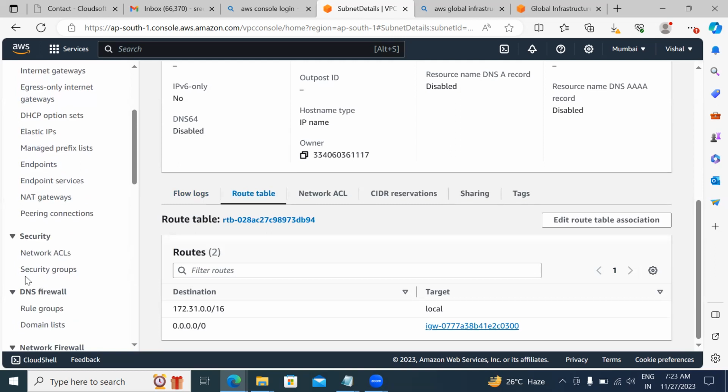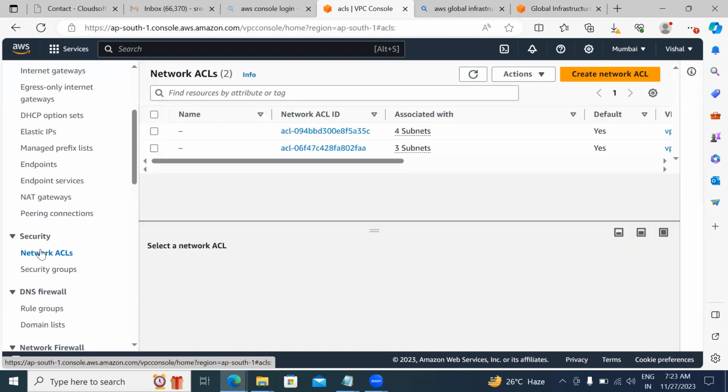we'll come to one more resource. Already we have security groups. Security groups are the firewall rules at instance level, whereas NACL is also just firewall rules, but those firewall rules are at subnet level. What is the NACL full form? Network Access Control List. This is also a firewall only.